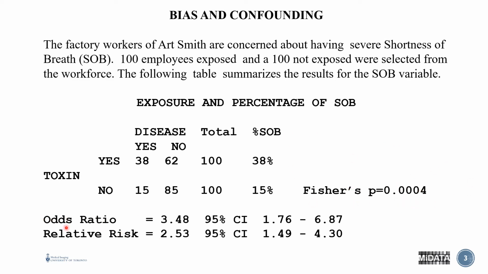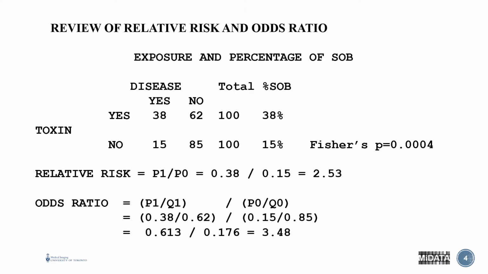Here's your odds ratio and your relative risk. We'll have a little chat about that later, but your odds ratio is 3.48. Here's your confidence interval, and your relative risk is 2.53. And here's your confidence interval. So far, pretty straightforward. Okay, let's review relative risk and odds ratio a little bit.